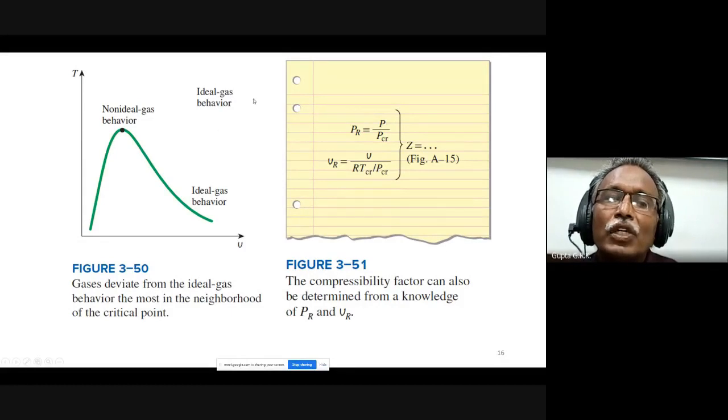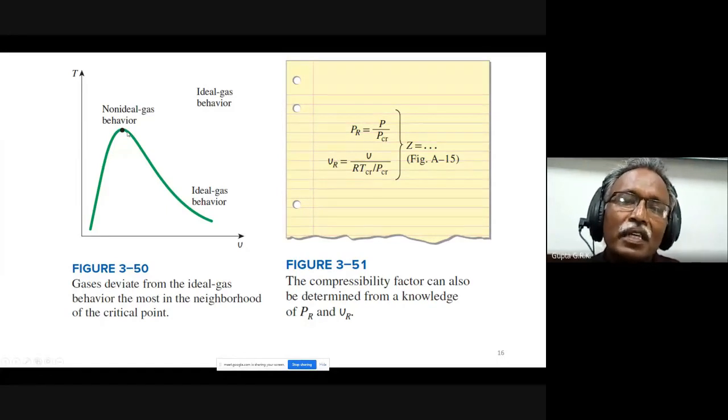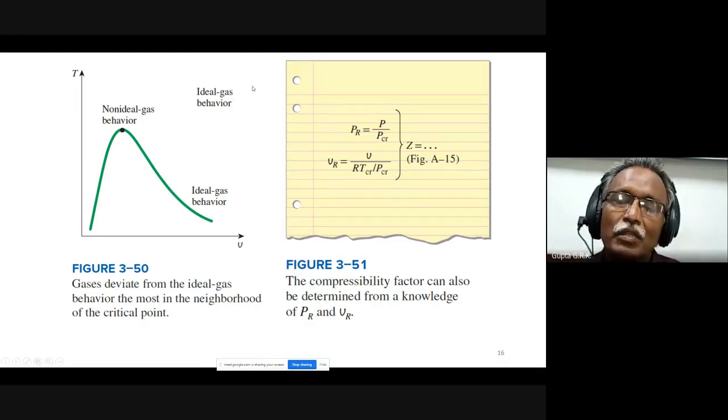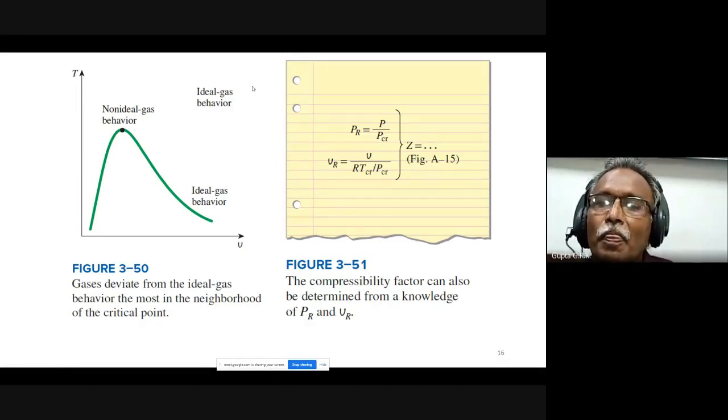So here, as you go away from this curve, it will have ideal gas behavior, and very near to that, a little bit of ideal gas behavior. But near the critical point, it's completely non-ideal gas behavior. We have seen that, right? As I go up here towards the critical point, pressure increases very much, and that's why it is non-ideal gas. Similarly, if I go away from this, temperature increases very much, and so it behaves like an ideal gas. So gases deviate from ideal gas behavior near the critical point.